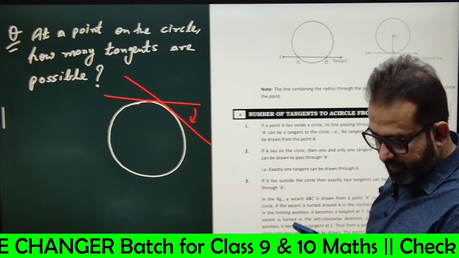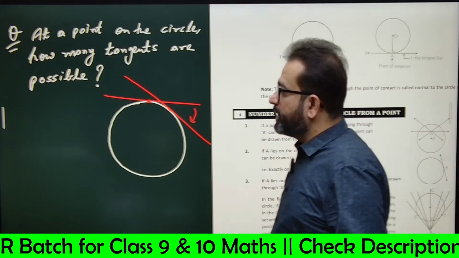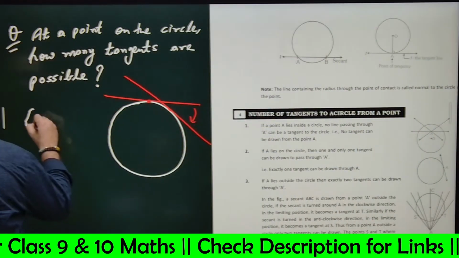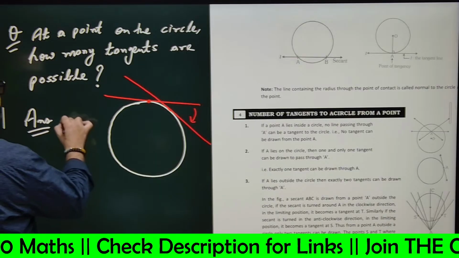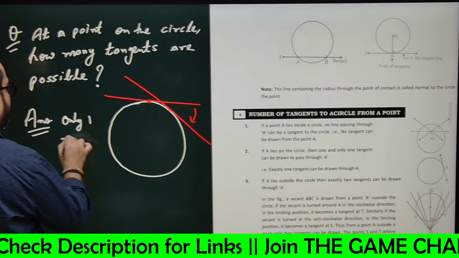Right? Up and down. Now see, only one tangent. The answer is, this is a 1 mark question. The answer is only one tangent. Okay.